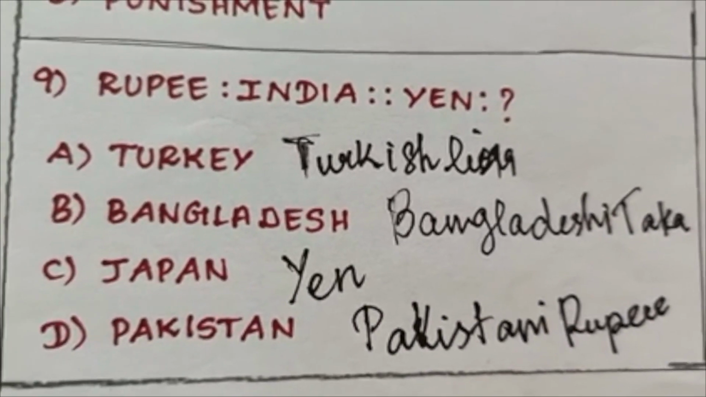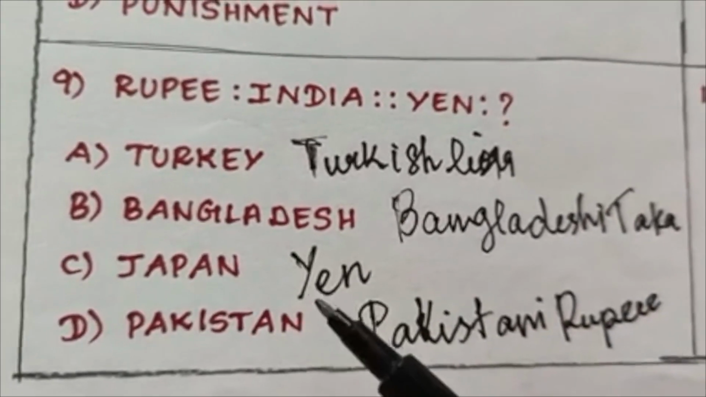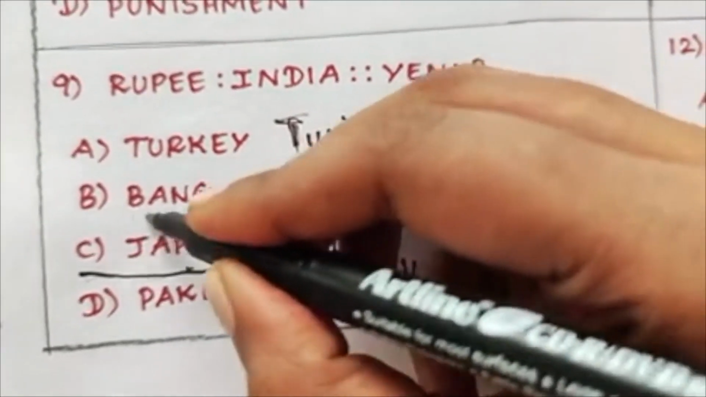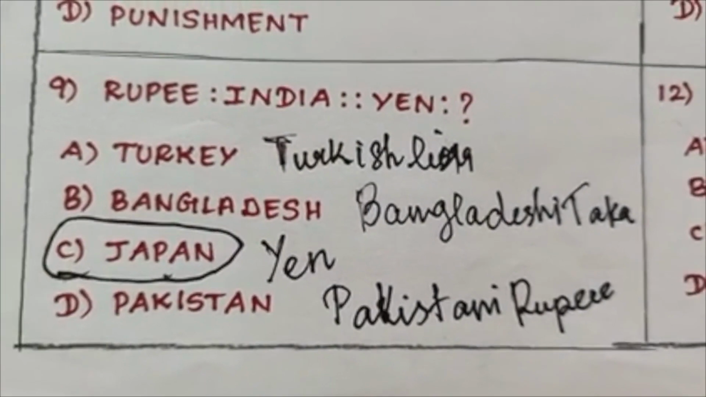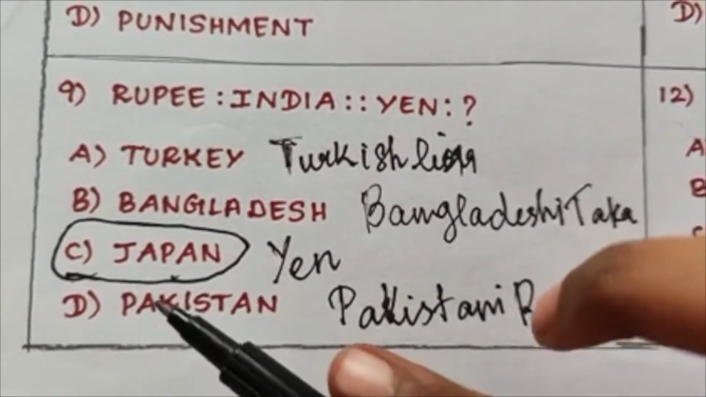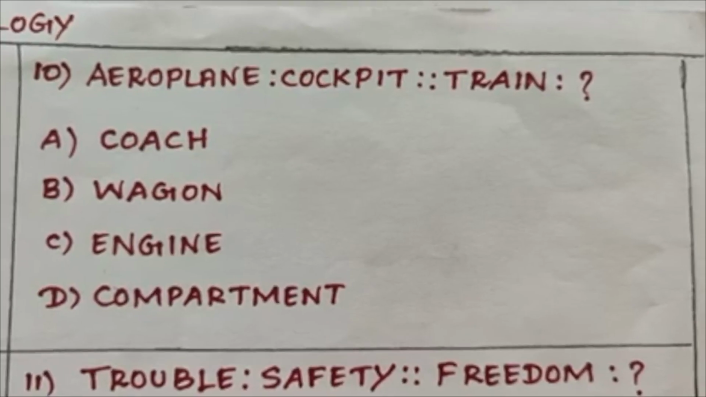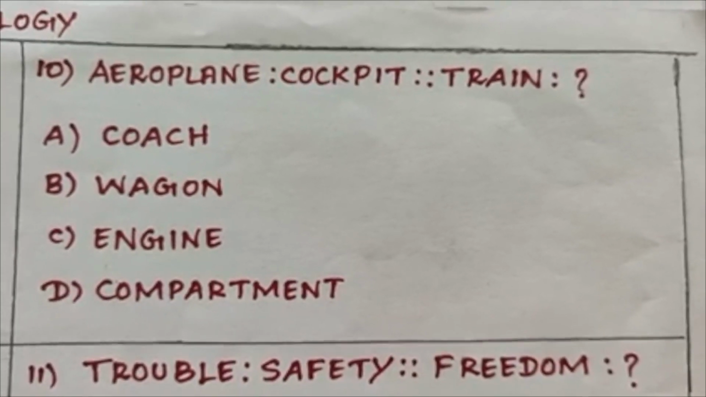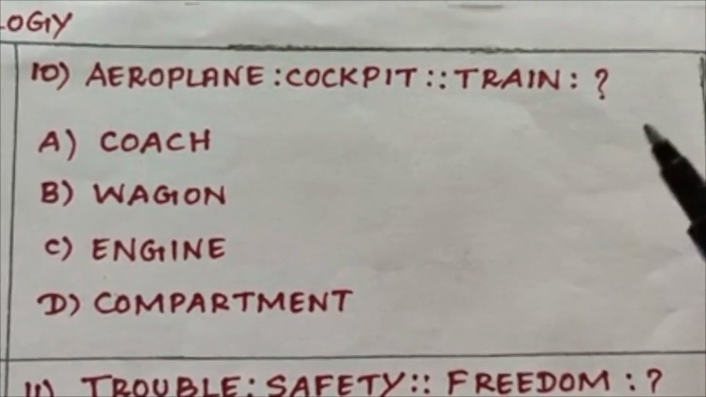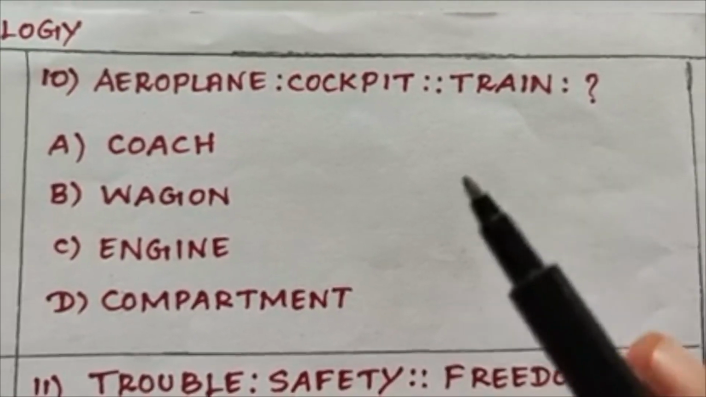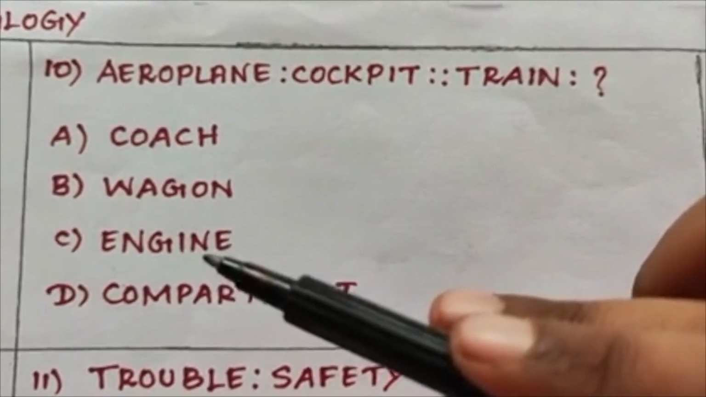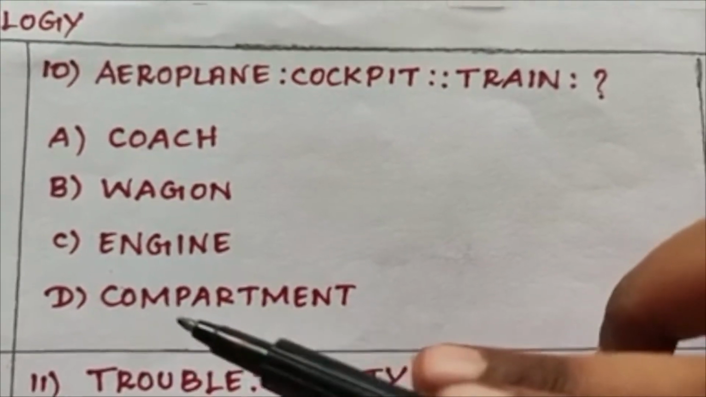Yen is related to which country? So yen is related to Japan. So the right answer is option C, Japan. Rupee is related to India. In the same way, yen is related to Japan. Next question number 10. Aeroplane is related to cockpit. In the same way, train is related to what? Option A, coach. Option B, wagon. Option C, engine. Option D, compartment.